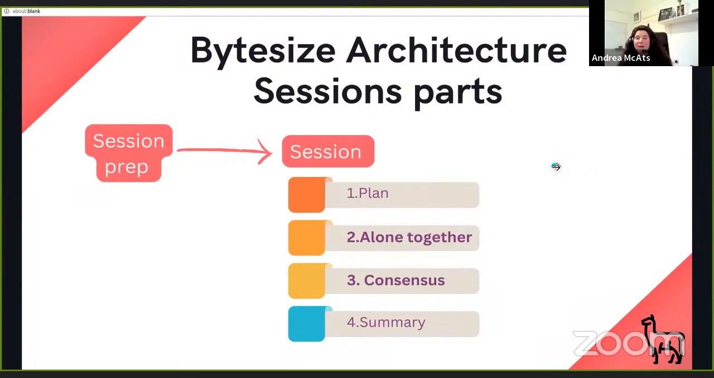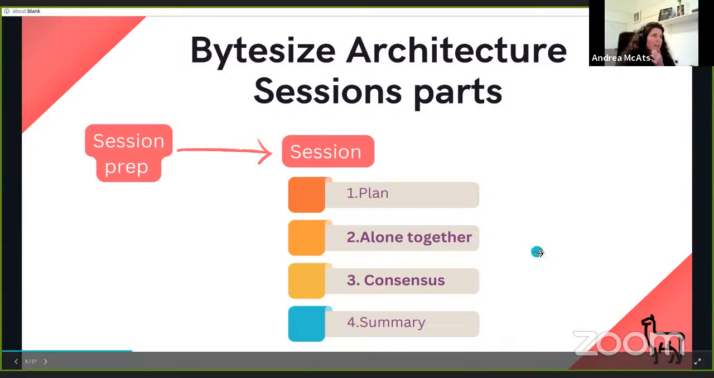Okay, so the parts of the meeting, right? Like in most meetings of any kind, you kind of want to do a little bit of prep. Who's going to be there, for example? What tools are you going to use? And then you want to go through the session. The session has 4 parts. There's a short planning. The key of the Bytesize architecture sessions is the alone together bit and the consensus. And finally, a summary, right?